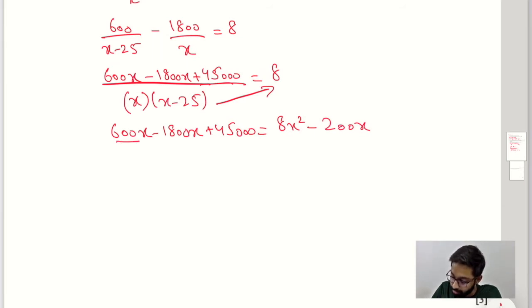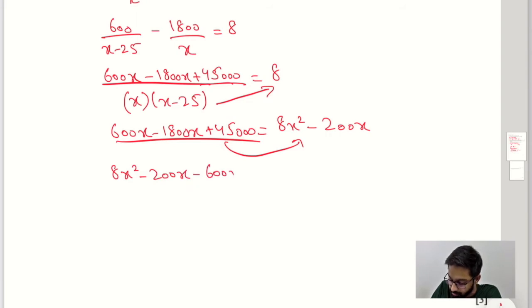Now we bring this part of the equation to the right hand side. So you get 8X squared minus 200X minus 600X plus 1800X minus 45,000 equal to 0. Okay, so 8X squared, nothing happens to that. You get 8X squared right there. Negative 200X minus 600X plus 1800X gives you positive 1000X minus 45,000 equal to 0.